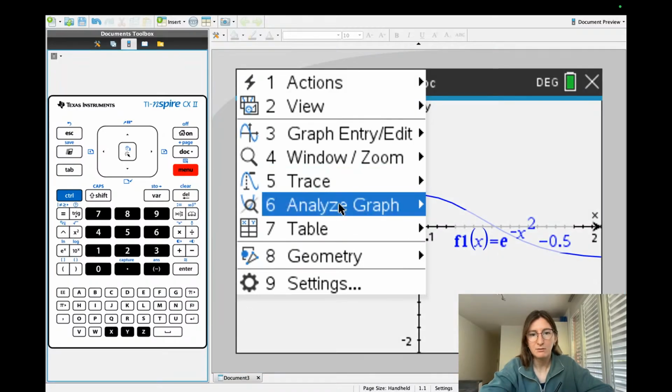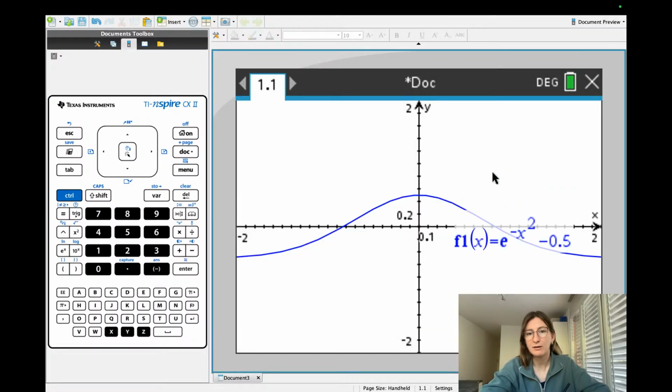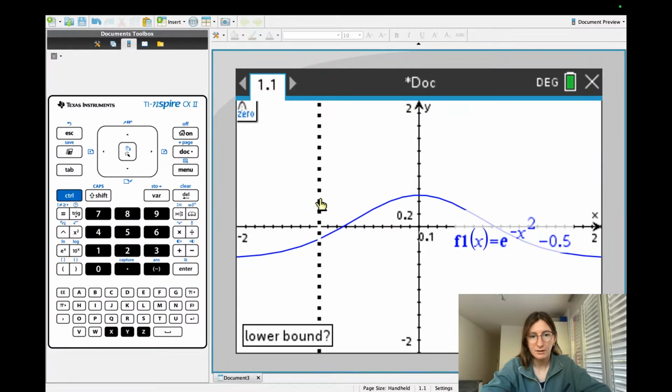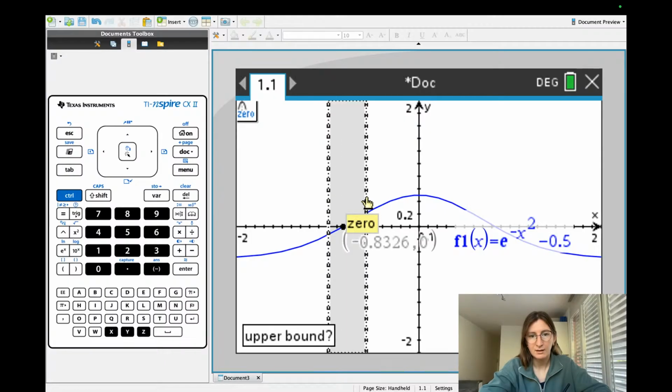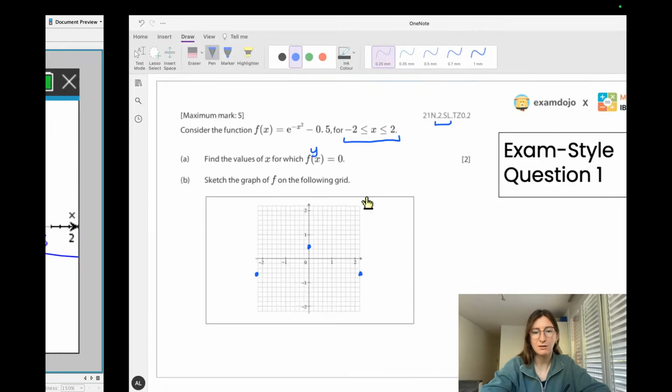So I'm going to go menu, analyze graph, and I want the zeros. Zeros are where it hits the x-axis. Zeros could also be called solutions or roots or x-intercepts. On our calculator, it says 0. And our calculator is not very smart. We've got to give it a lower bound and an upper bound. And there we go. Minus 0.833. 3 significant figures. 833.